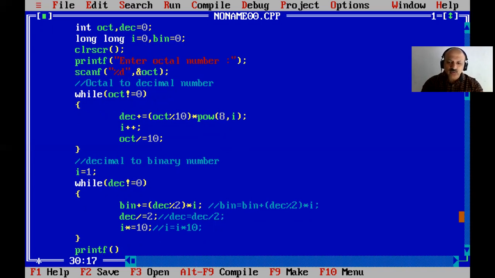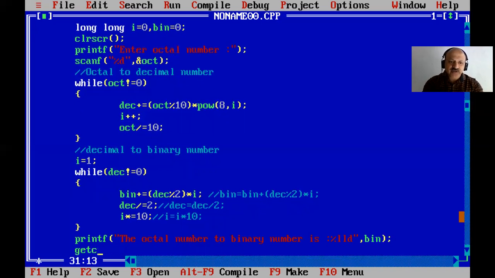So there are two while loops here we can use, and now we can say that octal number to binary number is, and here we use %ld, long integer, and we can print our binary number. So that is the finish.